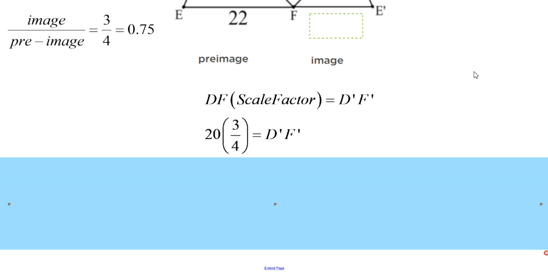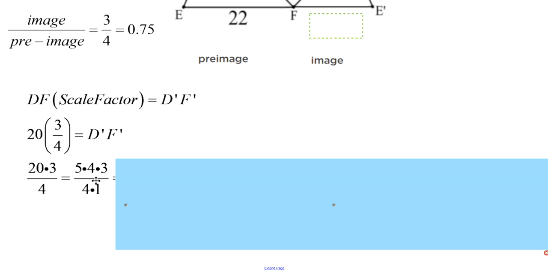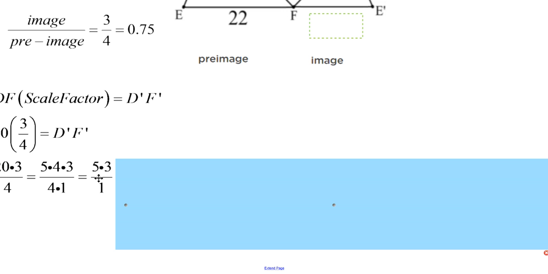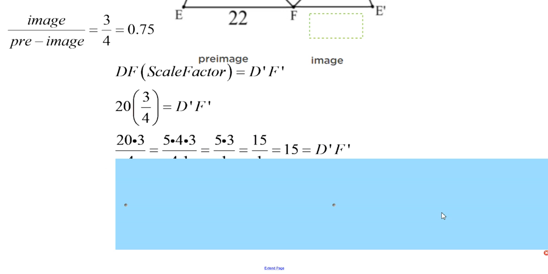So where does 20 come from? 20 comes from 4 times 5, and 3 over 4 can be written as 3 over 4 times 1. And we know that there's a greatest common factor of 4 we can divide out. So we have 5 times 3 in the numerator, which is 15, over 1 in the denominator. And we know 15 over 1 is just 15. So that's our length of D prime F prime.